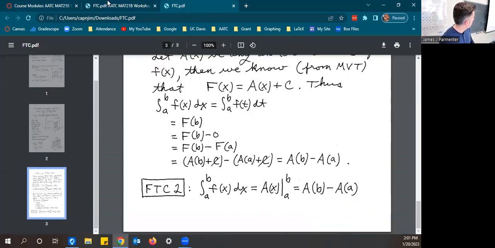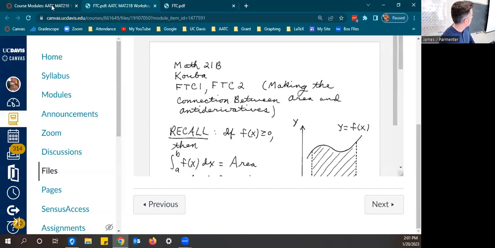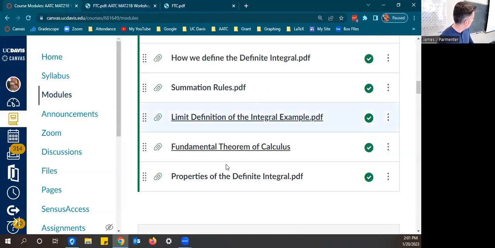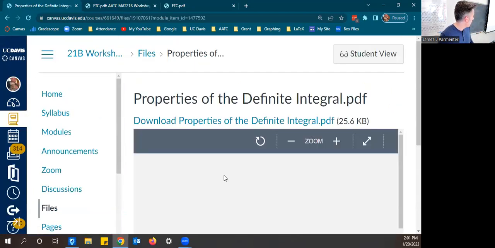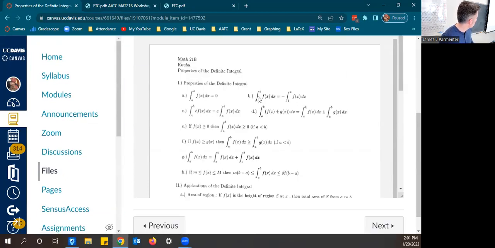There's also the other handout I briefly alluded to, the properties of the definite integral handout. If you look at that one, I was alluding to this property over here, that the integral from a to b of f of x dx is equal to the negative of the integral from b to a of f of x dx. That's the property I was specifically referring to.